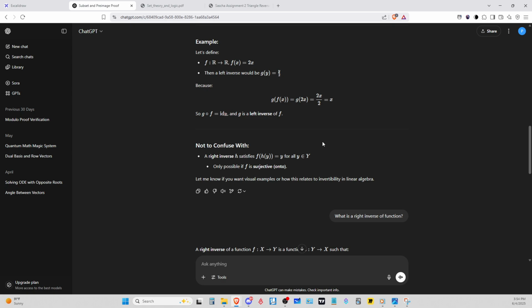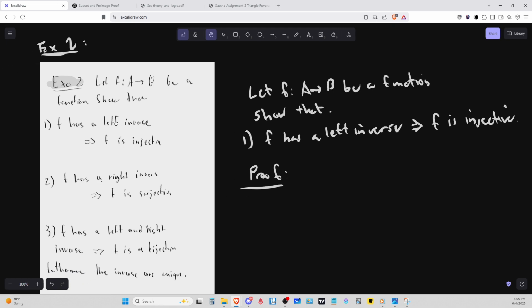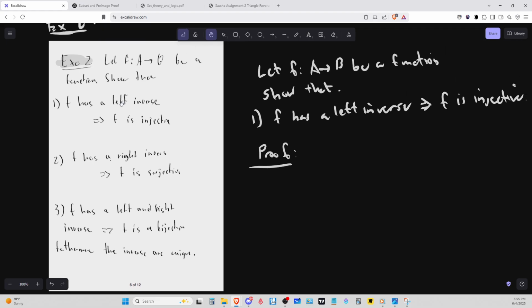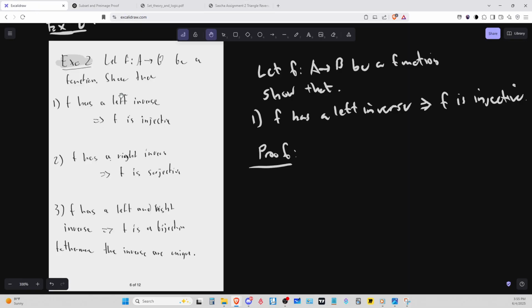Do not confuse with right inverse. They even mentioned linear algebra here, invertibility in linear algebra. So I'm guessing linear algebra is like a big backbone to the systems within math. Maybe I need to look at an example. But then again, this is an abstract function. I feel like if I type an example, it's probably going to show me how to actually show it, and I might not learn anything.